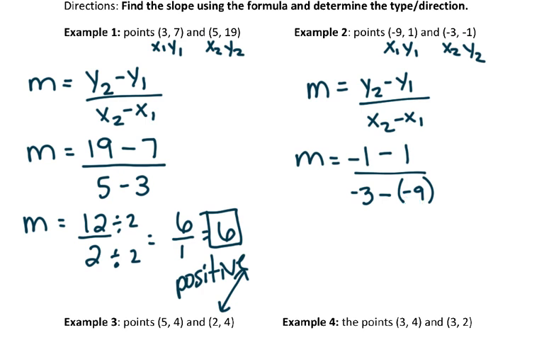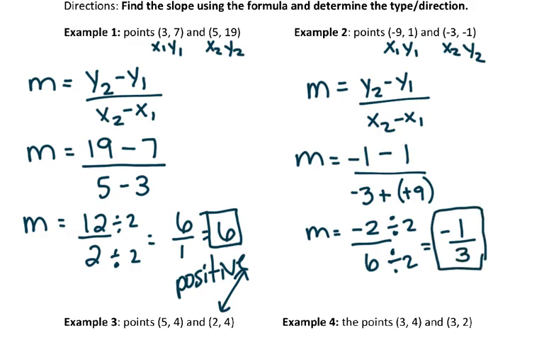Now let's actually go ahead and subtract these. If I do negative 1 minus 1, I get negative 2. If I do negative 3 minus negative 9, these negatives cancel out, and I wind up getting positive 6. Now these are both divisible by 2, so I am going to divide them, and I get negative 1 over 3. So this is a negative slope, and because it's a negative, that means it's going to go downhill.